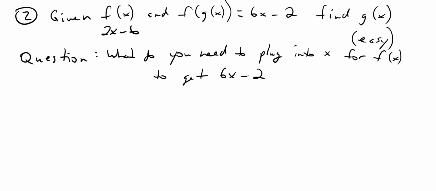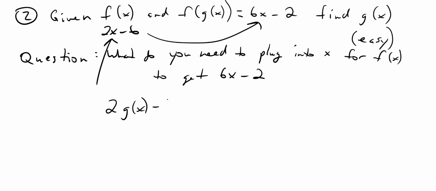Okay, what do you need to plug into x for f of x? So I need to plug something into here to give me 6x minus 2. But that's my g of x that I'm plugging into there. So watch, it's easy. So it's 2 times g of x, right? Because that's what I'm plugging into it. So 2 times g of x minus 6 is going to give me 6x minus 2.